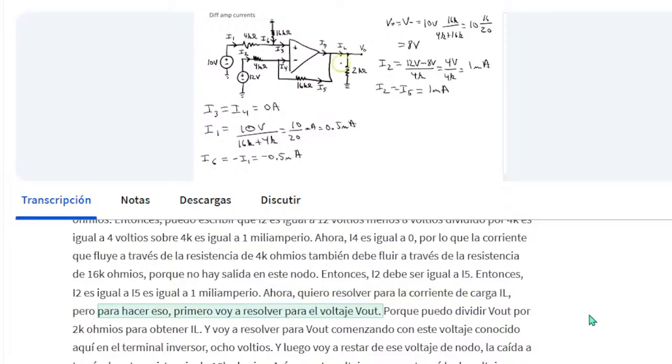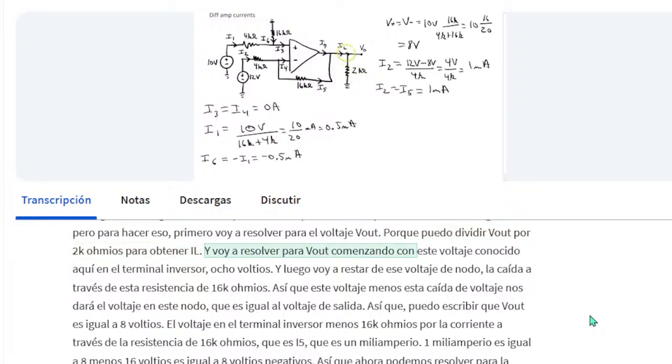Now I want to solve for the load current IL, but to do that I'm first going to solve for the voltage Vout, because I can divide Vout by 2 k ohms to get IL. And I'm going to solve for Vout by beginning with this known voltage here at the inverting terminal, 8 volts, and then I'm going to subtract from that node voltage the drop across this 16 k ohm resistor. So this voltage minus this voltage drop would give us the voltage at this node, which is equal to the output voltage.